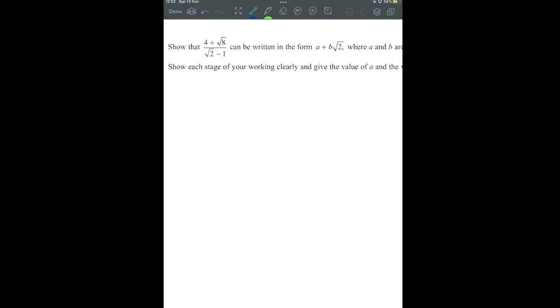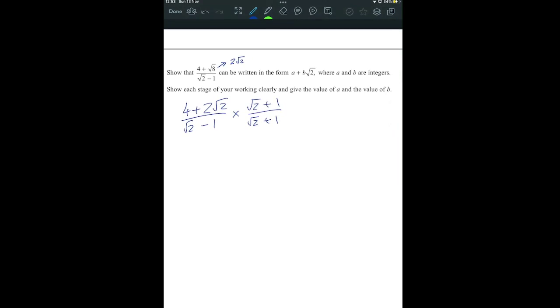The first thing that I'm going to notice is the top is root 8, but the bottom's root 2. Now once you've done enough of these questions, you should notice that root 8 can simplify, and it simplifies to 2 root 2. So from now on, I'm going to use 2 root 2 instead of that root 8. So I am trying to rationalize this fraction. The trick is to multiply the numerator and denominator by the old denominator with the opposite sign.